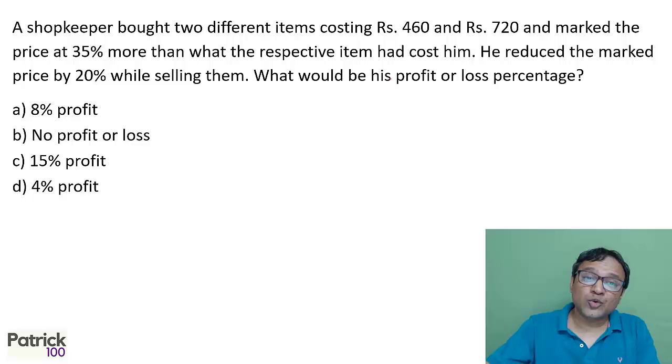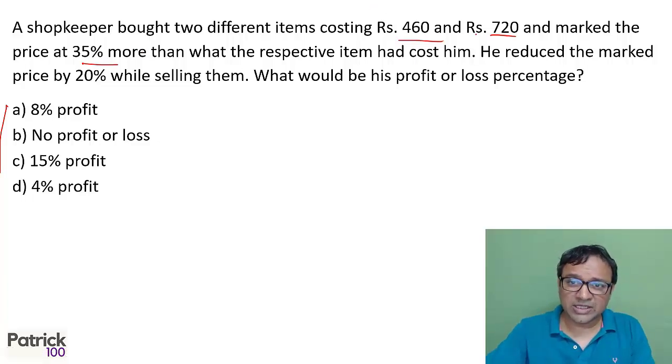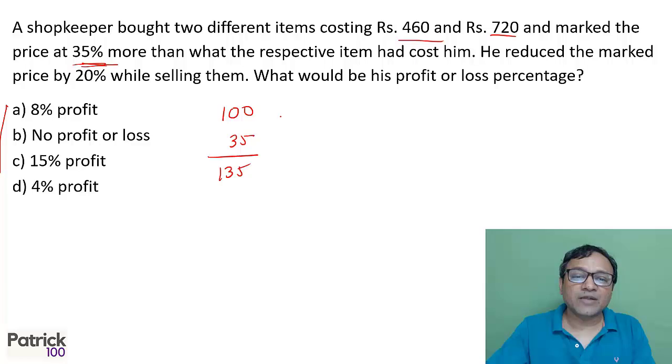The shopkeeper bought two different items costing 460 and 720 and marked them at a price 35% more. When the answers are asked in percentage, you can always use 100 and solve. Instead of using 460 and 720, if you use 100, it becomes easier because both are increased by the same percentage. So let's say total cost price is 100. You increase by 35%, so the mark price becomes 135. So cost price 100, mark price 135.